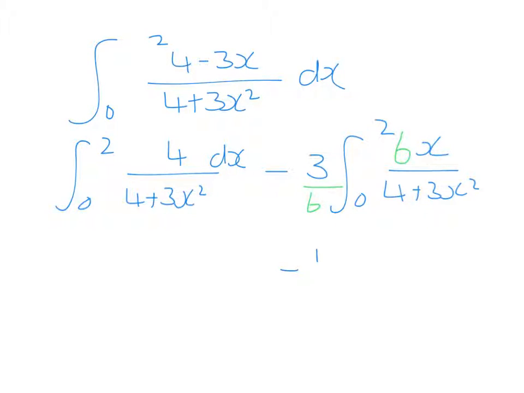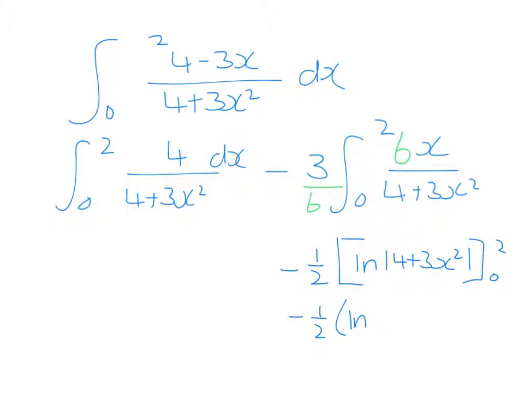So whenever I integrate this, I'm going to get the natural log of 4 plus 3x squared from 0 to 2. So that will be minus 1/2 the natural log of 4 plus 12, so that's 16, minus the natural log of 4.